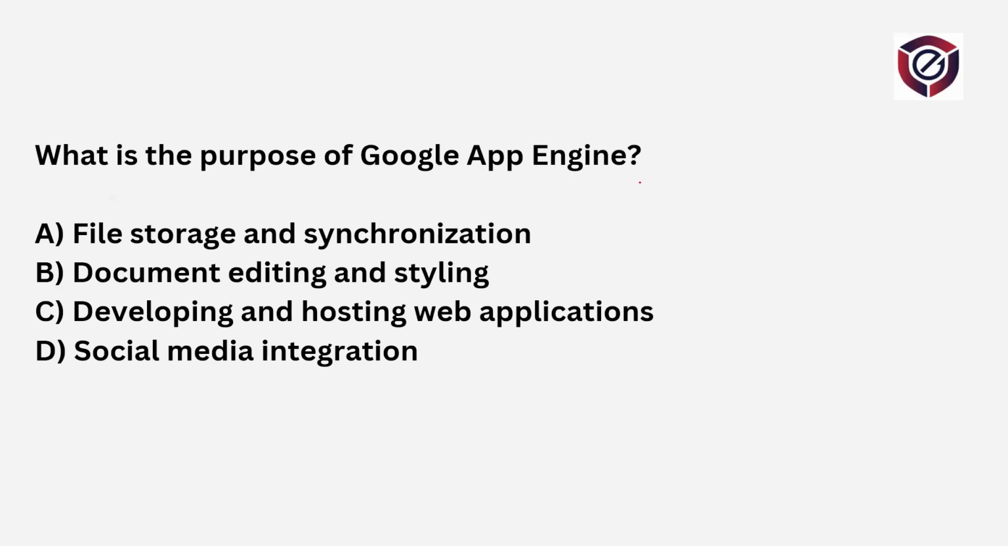Next, what is the purpose of Google App Engine? Google App Engine is used for developing and hosting any kind of web application, or any other deployment of an application. The four options are file storage and synchronization, document editing and styling, developing and hosting web applications, and social media integration. The best answer is developing and hosting web applications.